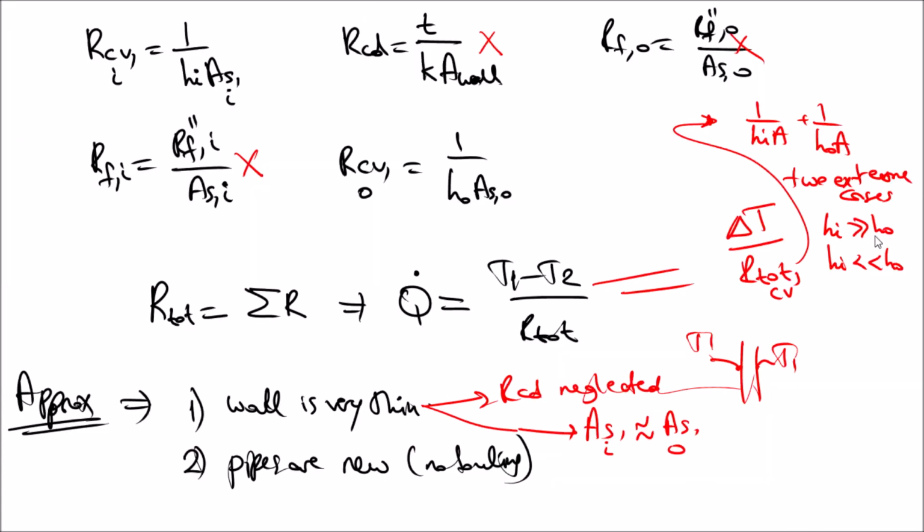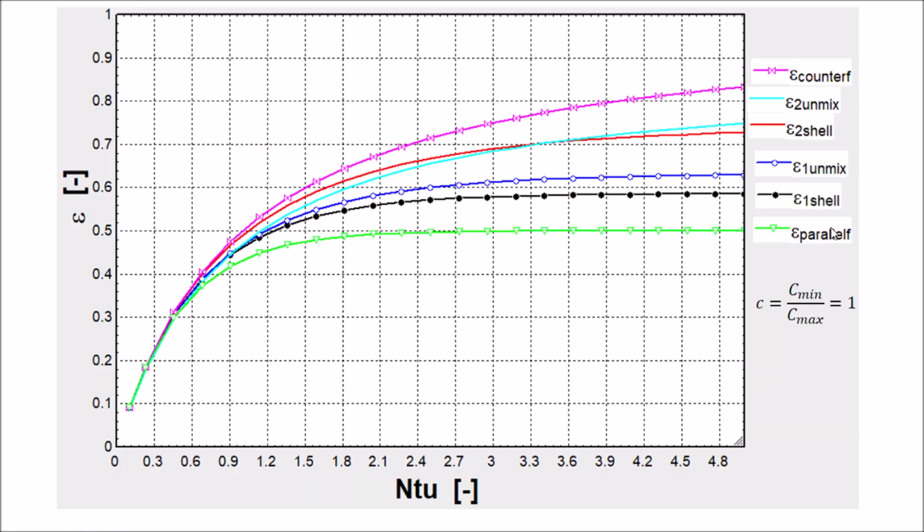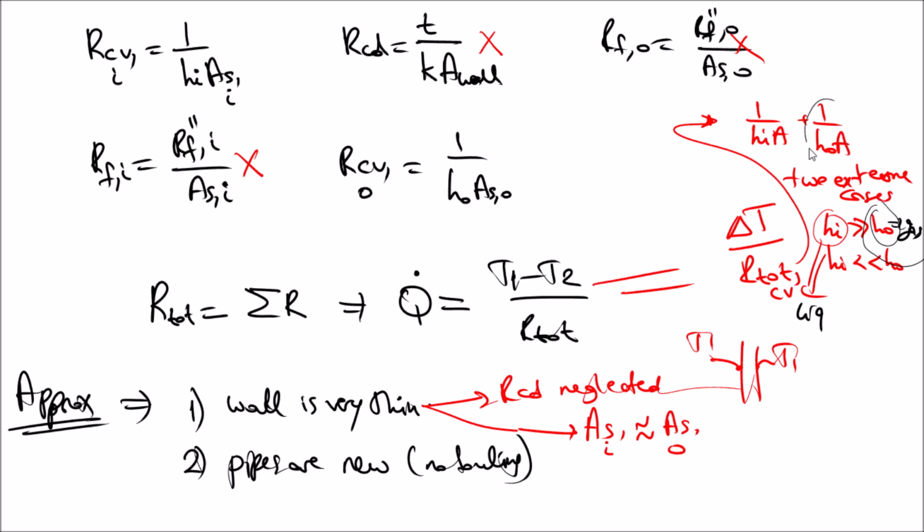If h inner is much greater than h outer, or the opposite here, it means that this one is most probably liquid, and this one is the gas. Therefore, you will have a problem here. The problem is that the gas side will have a lot of resistance, because of 1 by h. If this one is very small, then this one will be large. Then the gas side will have high resistance.